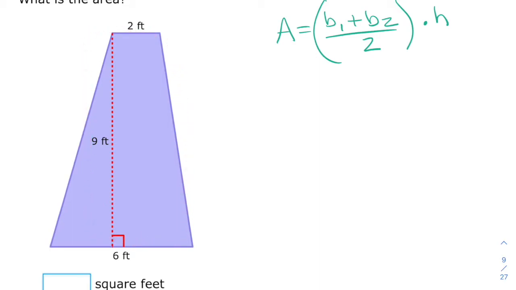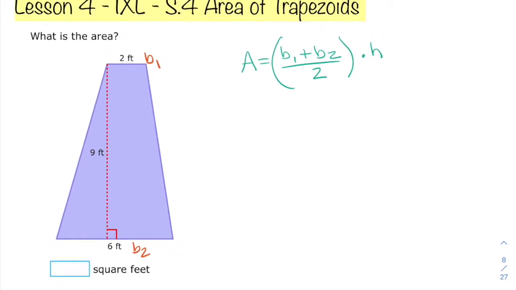Okay, so in this case here is base 1. We'll label base 1, base 2. It doesn't matter top or bottom. Okay, we have base 1 and base 2. And then here's the height.